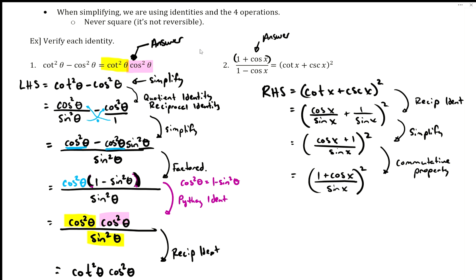Okay, and then this next step, I'm going to use the rules for squaring. Remember, if you have a fraction and you're squaring it, the whole top gets squared and the whole bottom gets squared.